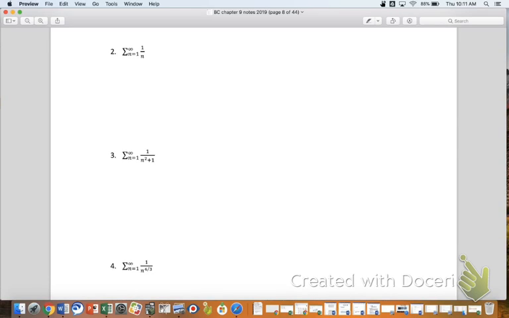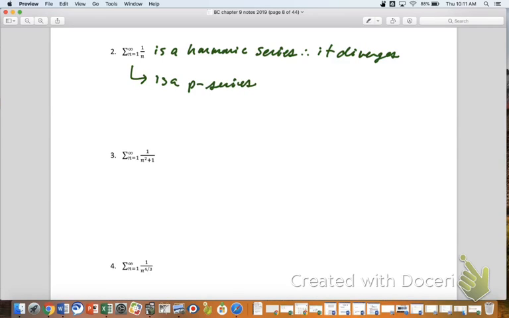Number 2, I think, could be done very quickly. What I would say with number 2 is, this is a harmonic series, therefore it diverges. You could go through a lot of steps on 2. You could actually do a p-series test on number 2, right? You could also say it is a p-series and p equals 1, therefore the series diverges. You could also do an integral test. To me, that would be the least desirable.